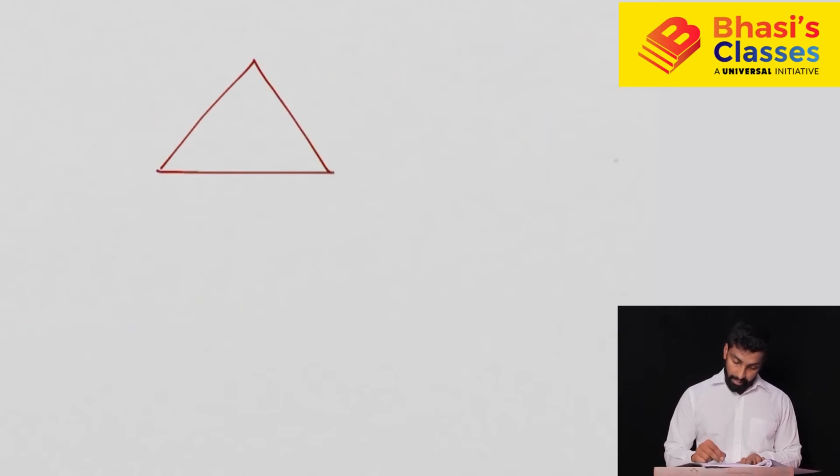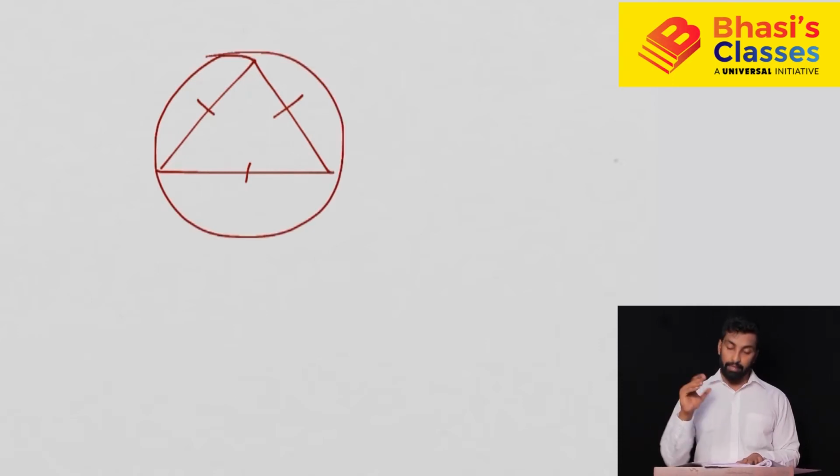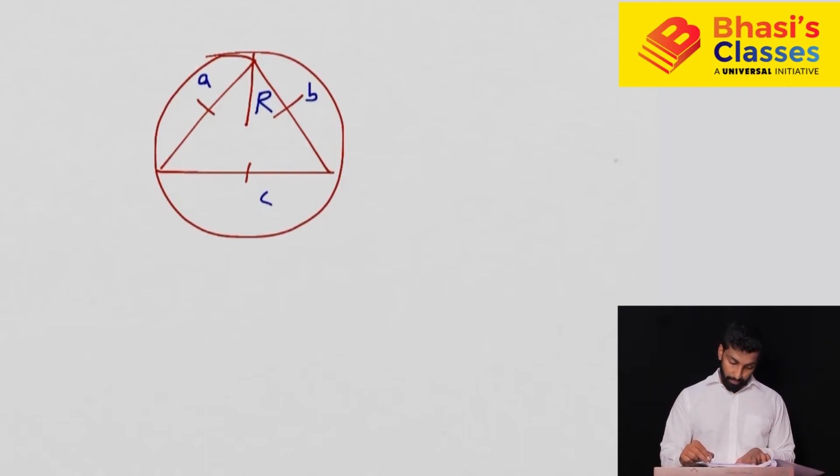Now, if you are given three sides A, B, C, and also the circumradius, that means the triangle has a circumscribed circle, a circumcircle. So circumcircle means you will get the circumradius. Let's keep the circumradius as R and the sides as A, B, C. Here, with three sides given, you can either use root of S into S minus A into S minus B and so on, or, since R is given, you can use ABC divided by 4R, and you will get the area.